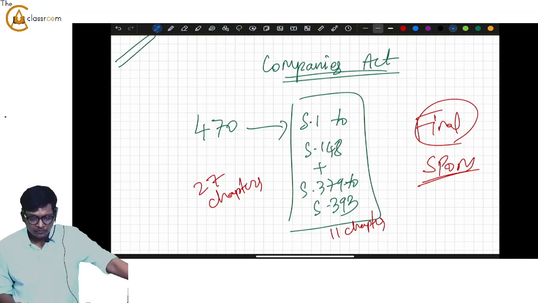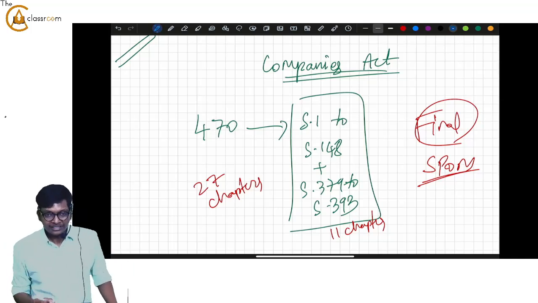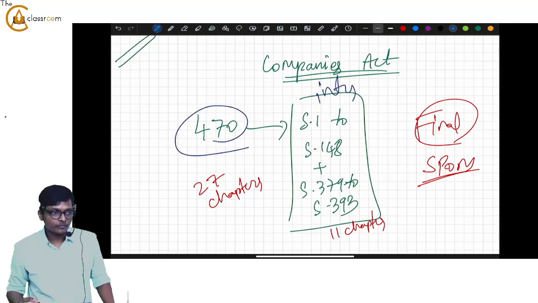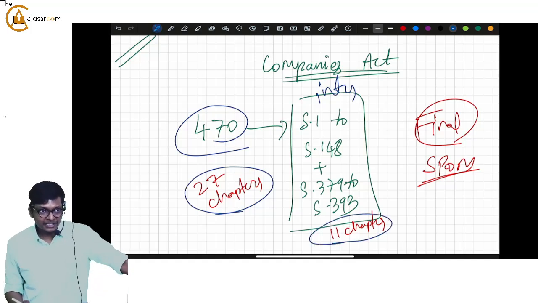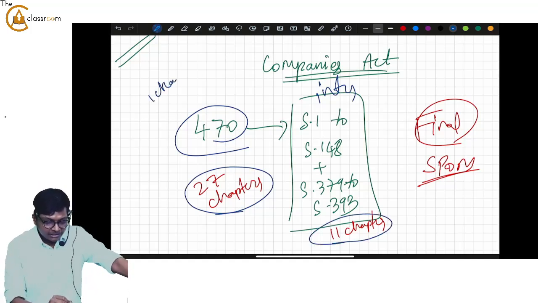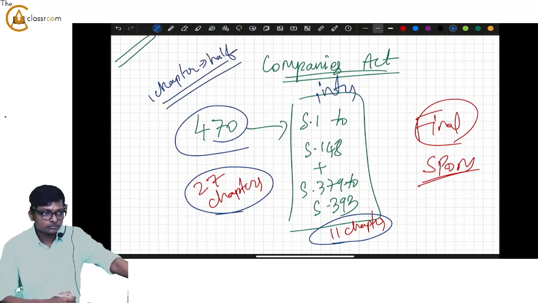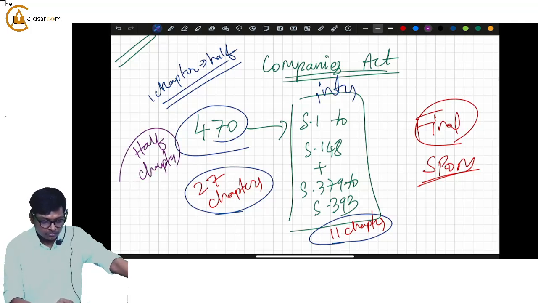Okay, fine, leave the final part. What is there in foundation? Totally how many chapters I told you? 27. Inter has how many? 11 chapters. Out of that, you have only half a chapter in CA foundation.